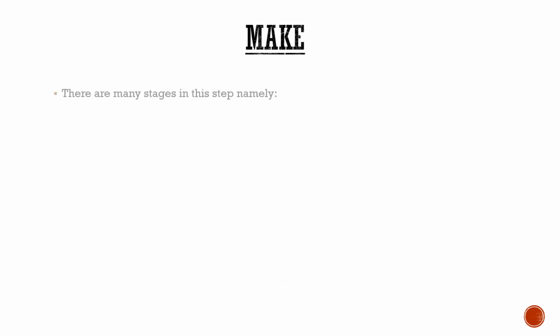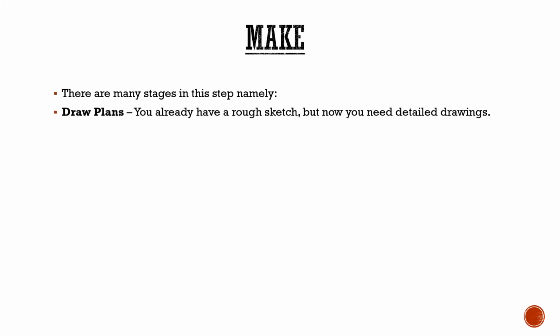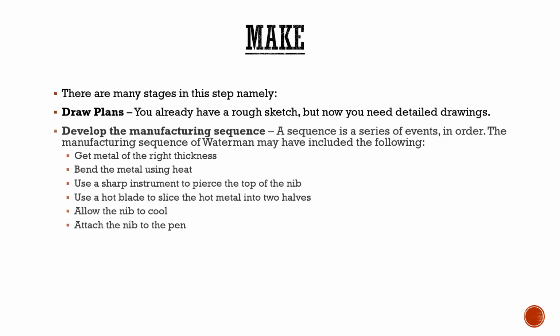Now we can make the product. There are many stages in this step, namely, draw plans. You already have a rough sketch, but now you need detailed drawings. Develop the manufacturing sequence. A sequence is a series of events in order. The manufacturing sequence of Waterman may have included the following.